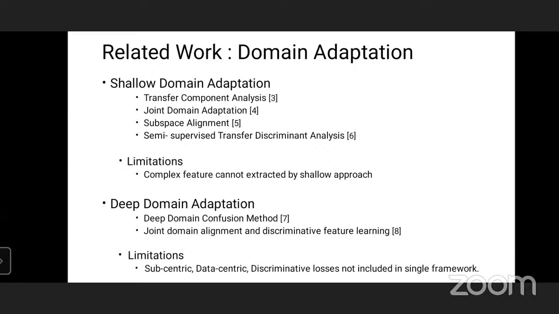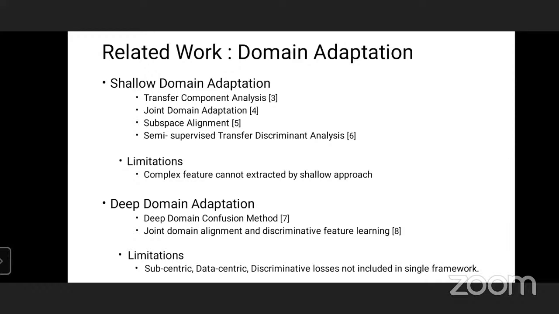Now consider deep domain adaptation, the second criterion. Here we are going to use the deep domain confusion method, or joint domain alignment and discriminant feature learning. With the help of a loss criterion, minimization of losses, we are going to implement all these cases. This is the limitation: we are going to consider either subcentric loss, data centric loss, or discriminant losses. We are going to use all these cases.